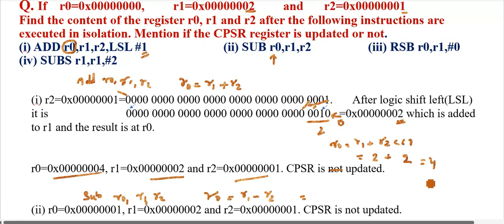R1 is 2, minus R2 is 1. 2 minus 1 is 1 only. So destination R0 is 1. This is correct, hexadecimal 1. R1 and R2 are the operands. They are not going to get modified, and in the ALU normal subtraction takes place and the answer will be stored in RD.